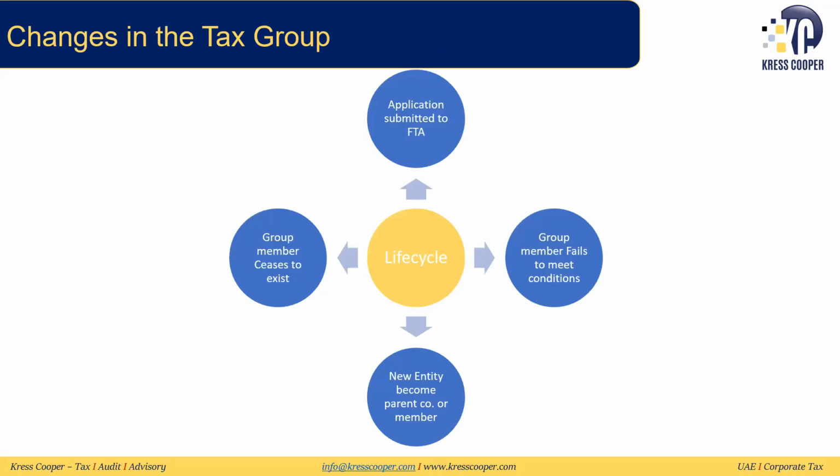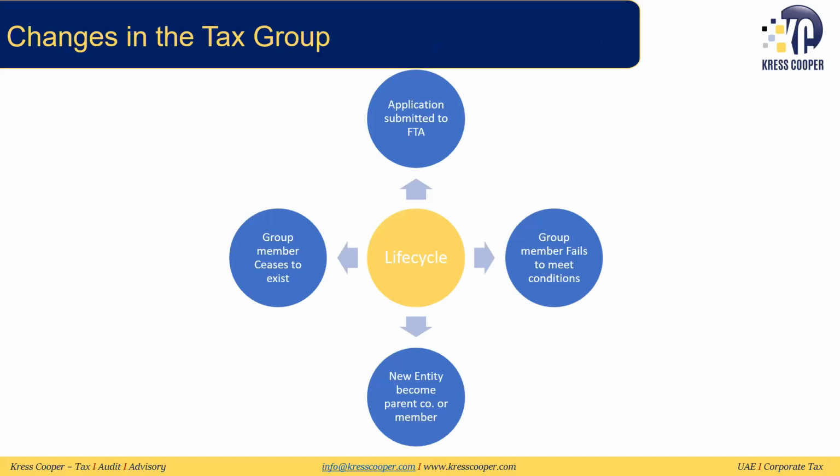Then we had also discussed the life cycle of the group, that what can happen. For example, to apply for a tax group, or to apply for a new subsidiary to be included in a tax group, or for an application for deregistration, the parent company will need to make this application. Then if a group member is failing to meet any of the conditions that we just discussed, if any of those are not being met by any of the subsidiaries, they need to leave the tax group within 20 days of that condition not being met.